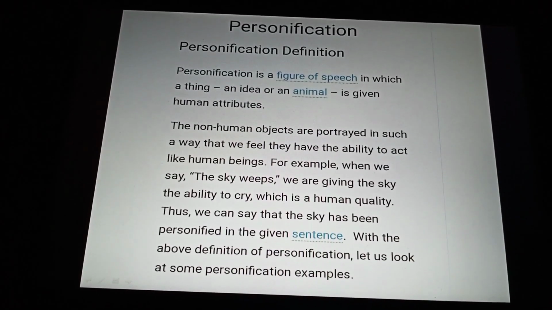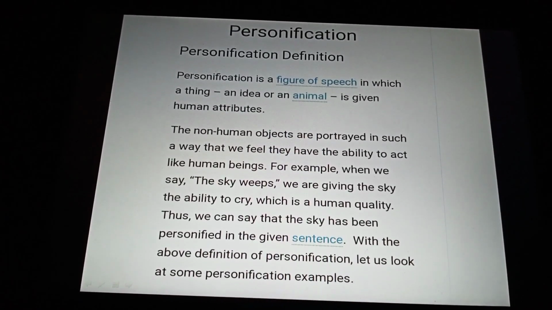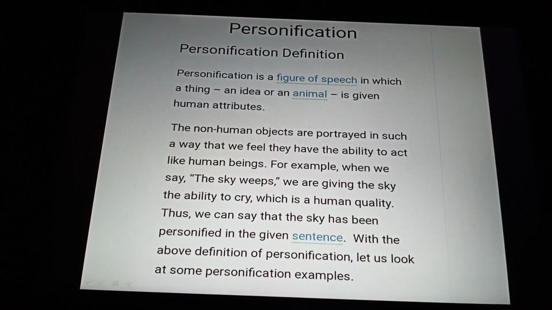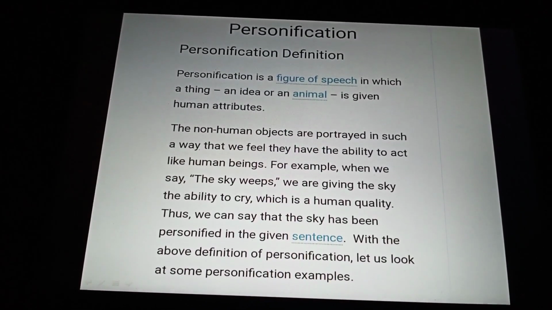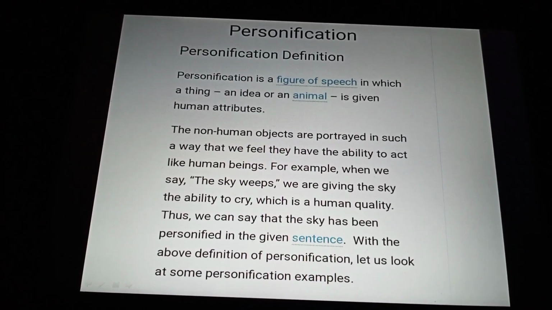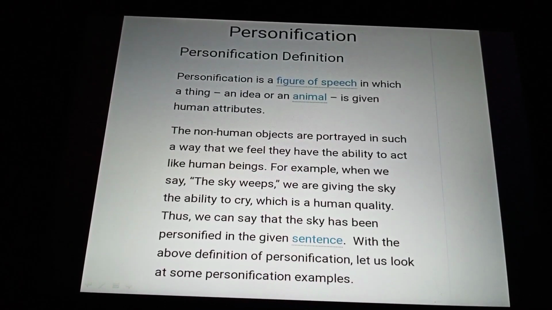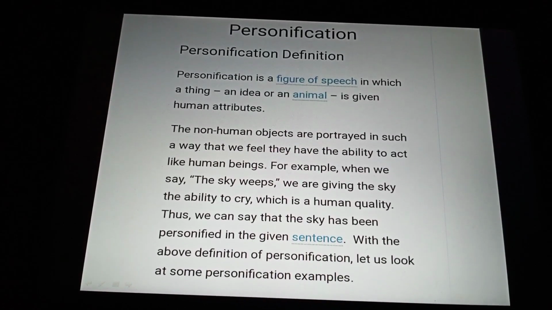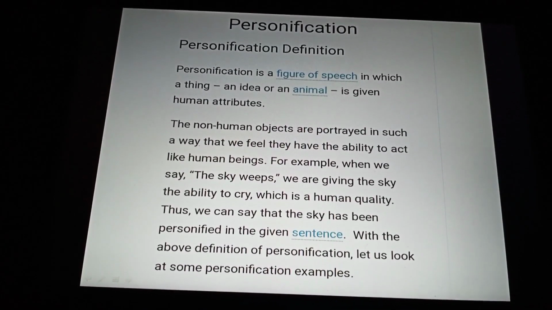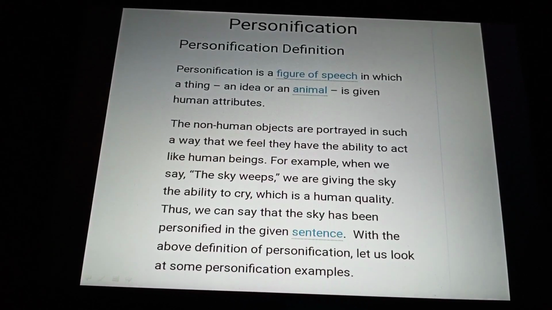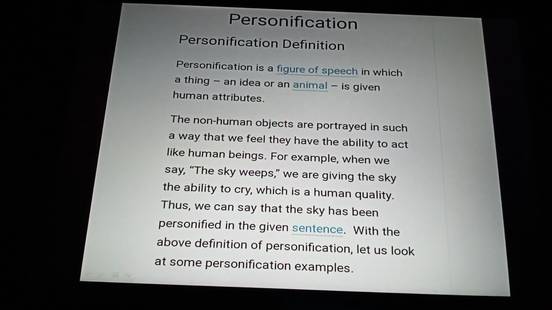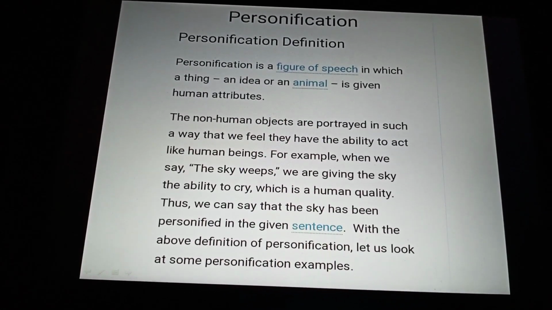Now you will better understand with this example when we say the sky weeps. Now children, weeping is a human quality. The sky cannot weep, but here the sky is personified. The sky weeps. We are giving the sky the ability to cry, which is a human quality. Thus we can say that the sky has been personified in the given sentence. With the above definition of personification, let us look at some personification examples for you to better understand it.